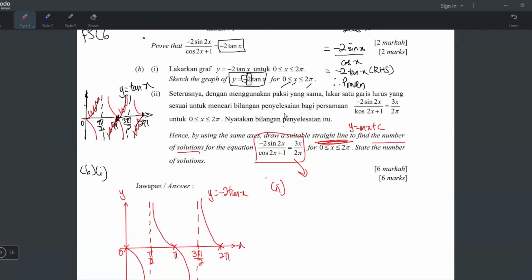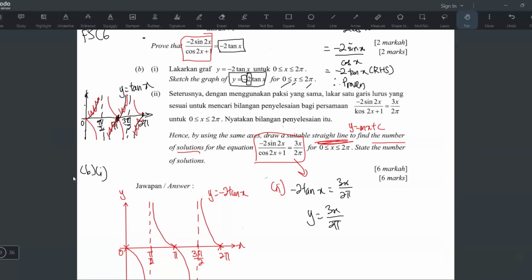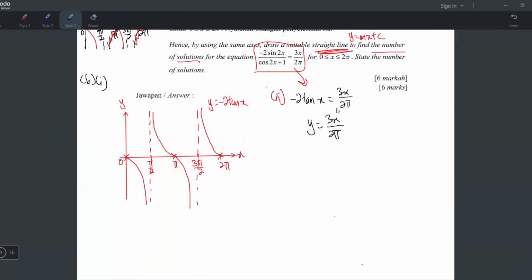Yeah, refer to the one above. So you can see negative 2 sine 2x cos 2x plus what? If you refer here, you realize that it's the same. That means this whole thing is negative 2 tangent x equals 3x over 2 pi. And why did I change it to negative 2 tangent x? Because y is negative 2 tangent x. I told you, my job is to make it have a y. So now it has a y, and now we have our equation of the straight line.